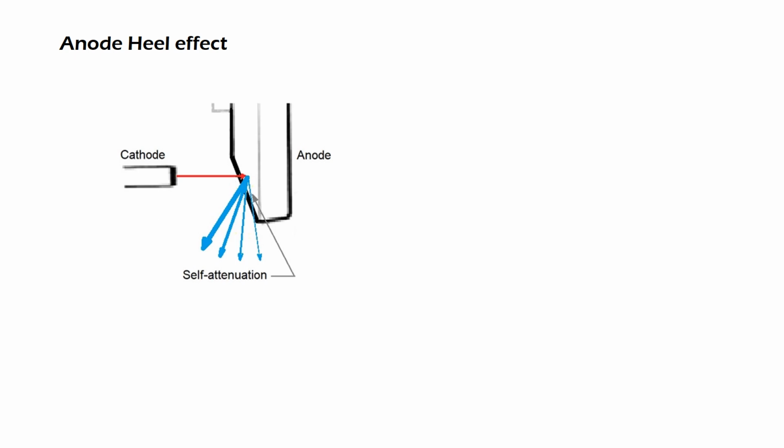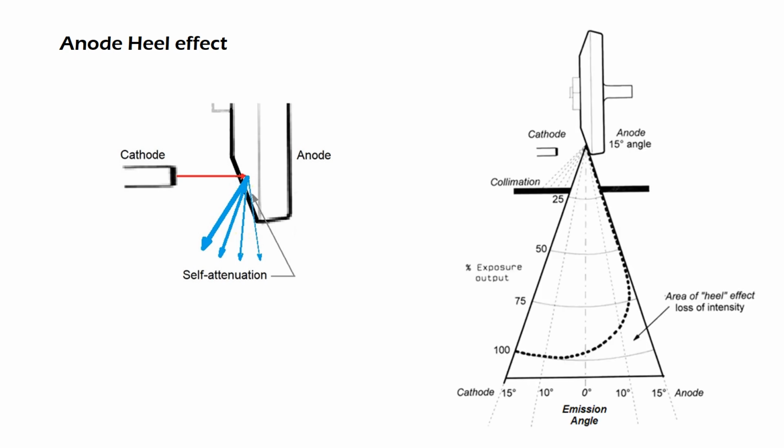The heel effect refers to a reduction in the X-ray beam intensity toward the anode side of the X-ray field. The dotted line on the illustration on the right shows the plot of intensity profile due to heel effect. There is an attenuation of X-ray intensity as high as 30% along cathode to anode direction. The name heel effect is derived from the shape of the intensity profile.